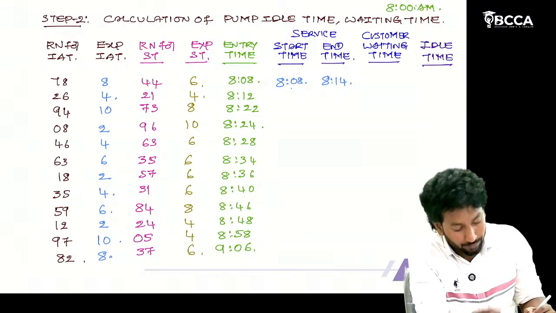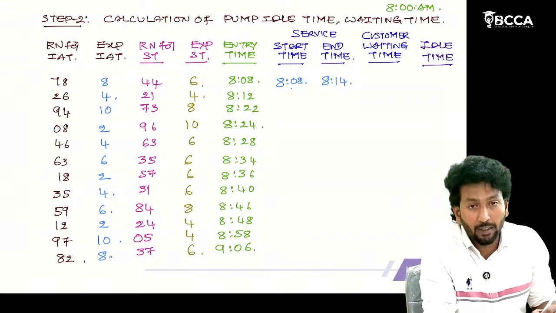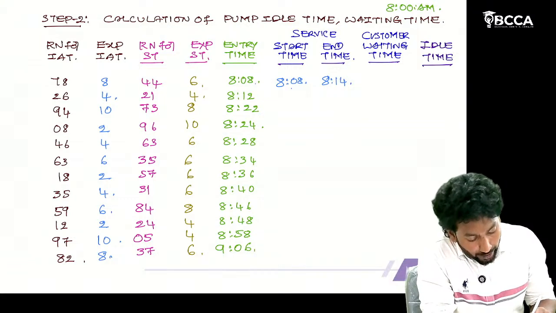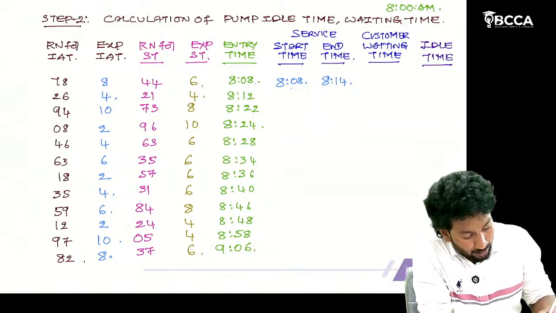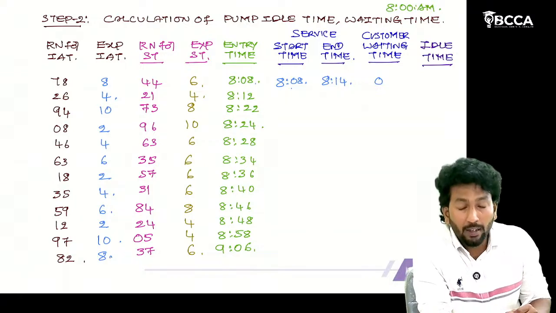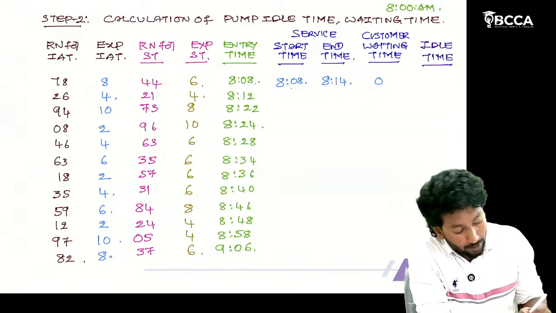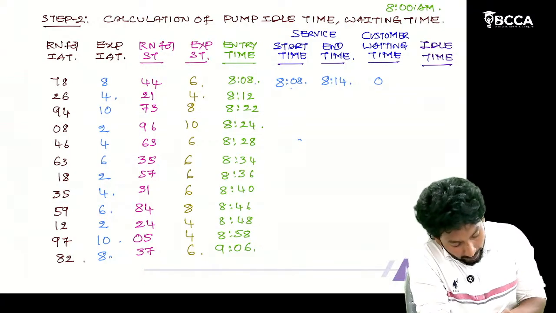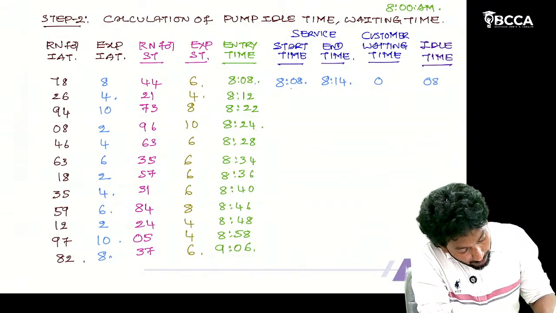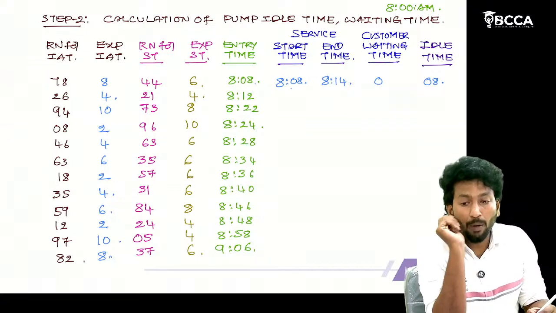So next, any customer waiting time? The customer entered at 8:00, so service started immediately. That means 0 waiting time. Idle time: yes, the petrol pump started at 8 o'clock, but the first service started at 8:08 only. That means 8 minutes is the pump idle time.